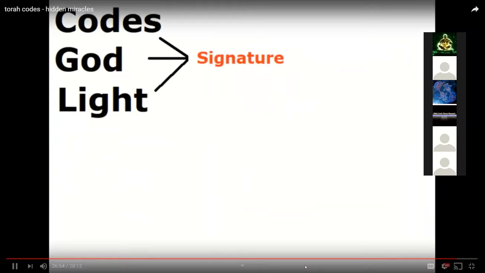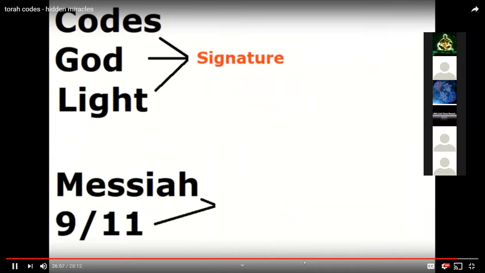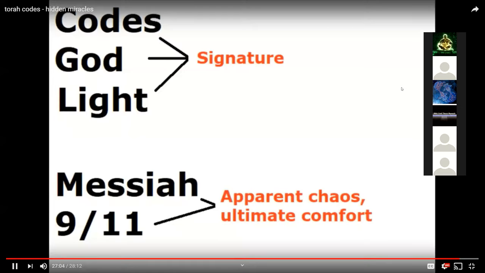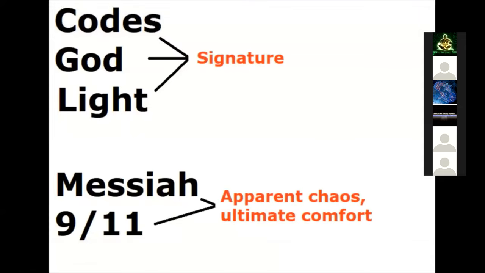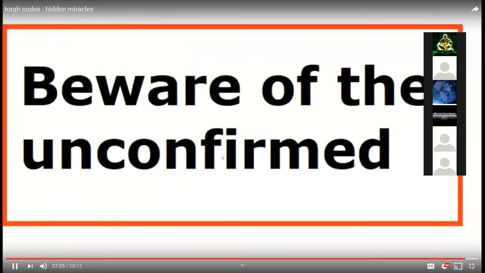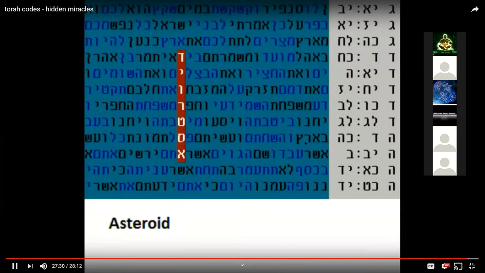Not for some random people. And what about the codes about Messiah and 9/11? I look at that as a very optimistic, comforting kind of thing, as I mentioned before. Those are the two things in red that I take from the codes. All the other messages that people get from codes, I take with a mountain of salt because I'm a skeptic at the same time. I'm a total believer in the codes, as you can see, but the way they're used, they're really misused quite a bit. So that's why I'm saying beware of the unconfirmed.